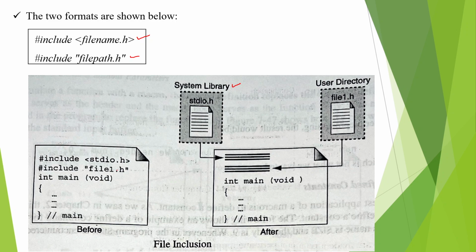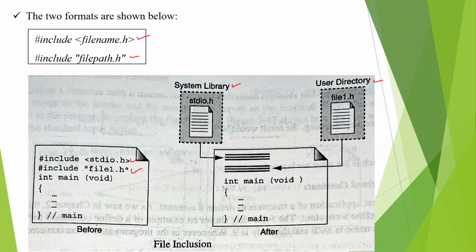Now here they have shown stdio.h, a predefined header file, and file1.h, a user defined header file. The predefined header file will come from the system library, and the user defined header file will come from the user directory. Keeping such a preprocessor command in your program simply replaces that command with the actual lines of code present in stdio.h and the actual lines of code present in file1.h.